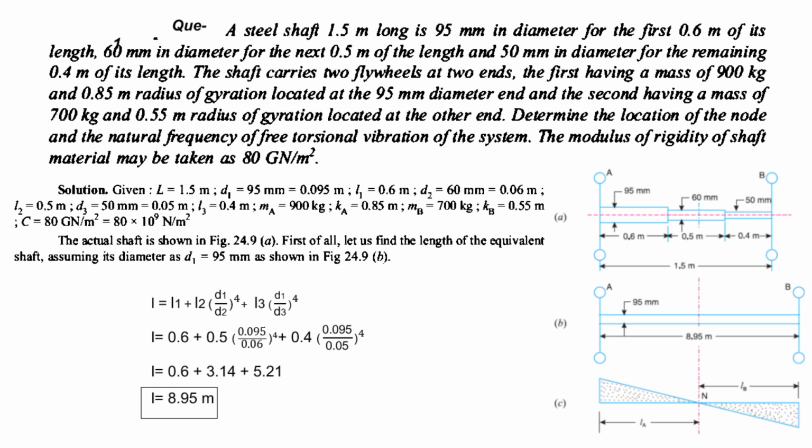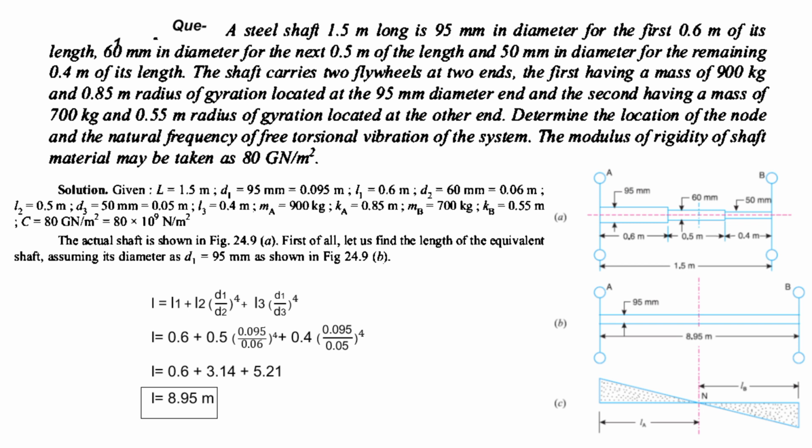Determine the location of the node and the natural frequency of torsional vibration of the system. That is, you have to find out the location of the node. For a two rotor system, always remember there will be only one node point generated, and that will be in between the two rotors. That we have to find out. That means if A and B discs are there, that is LA and LB distances we have to find out, the node point. And next we have to find out is the natural frequency of free torsional vibration. It is given that the modulus of rigidity of shaft material is 80 giganewton per meter square.